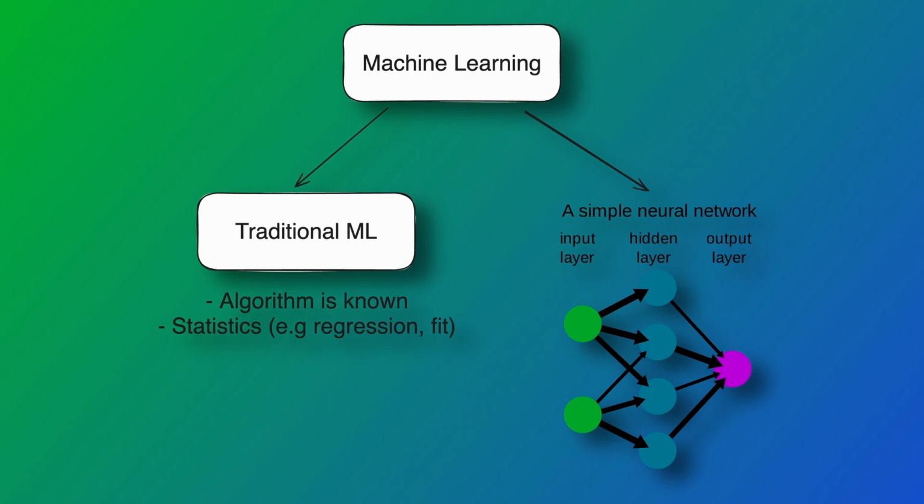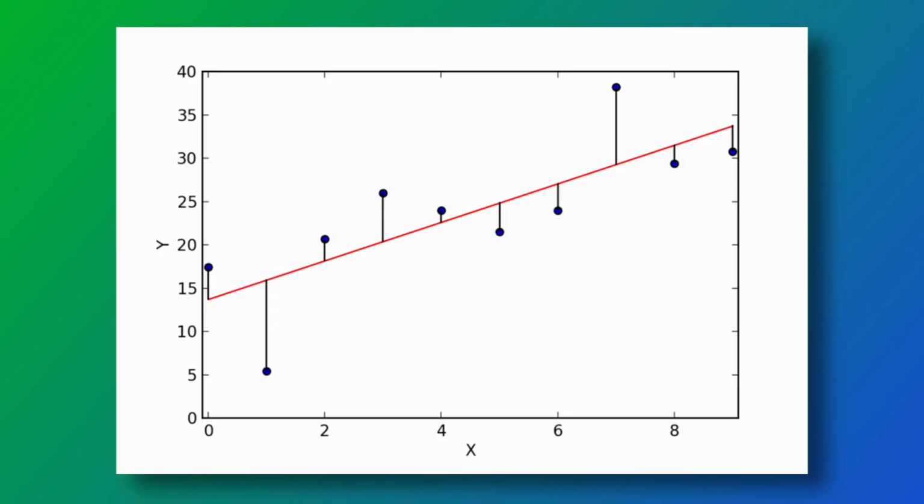We can think of machine learning in two big groups. On one side, we have traditional machine learning. In this type of learning, we know the algorithm. We know the steps required to make a prediction. An example of this is finding a regression function. This is the line that best fits the existing data. We know the mathematical formula. We can use statistics to make the prediction.